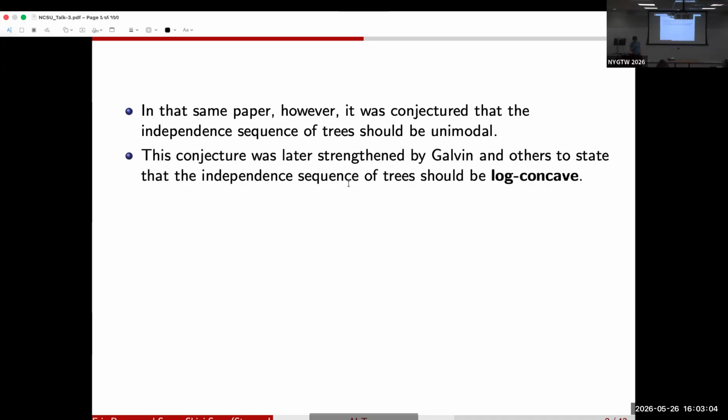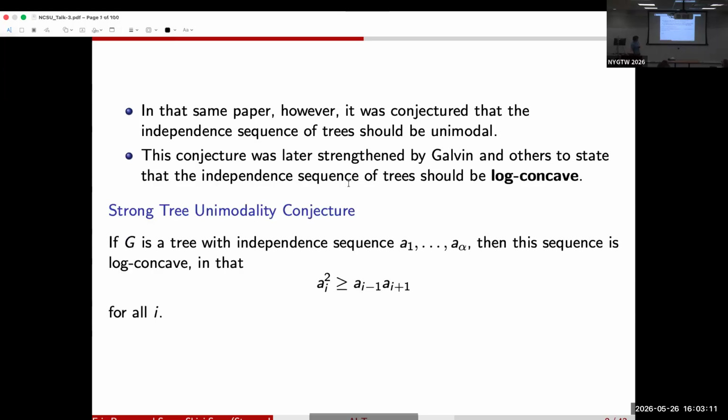So this conjecture was later strengthened by Galvin and others to state that the independence sequence of trees should be log-concave. You might call this the strong tree unimodality conjecture. If G is a tree with independence sequence A1 to A alpha, this sequence is log-concave in that for all i, A_i squared is at least A_{i-1} times A_{i+1}. This condition at the center of the conjecture statement is what's called log-concavity, so called because if you take the logarithm of both sides, that's concavity. The 2 comes down, divide both sides.